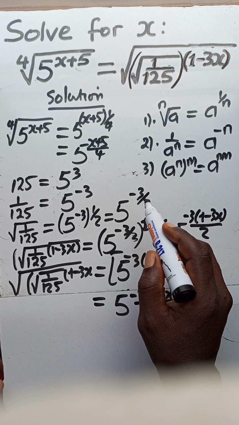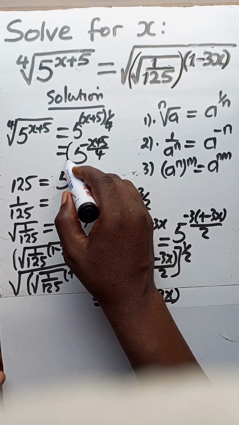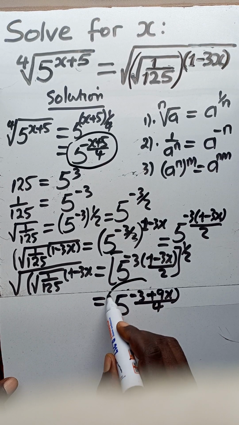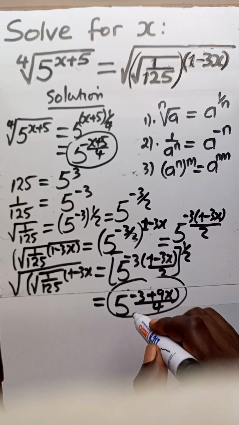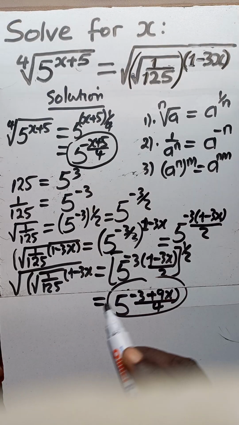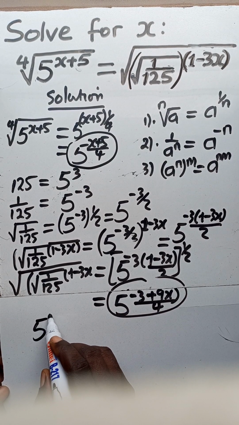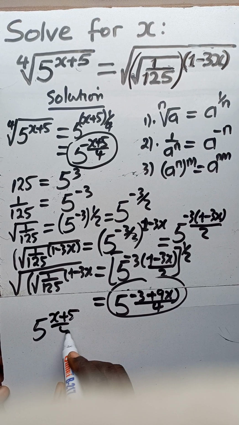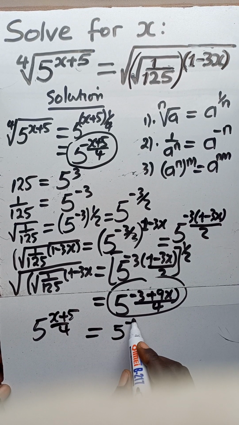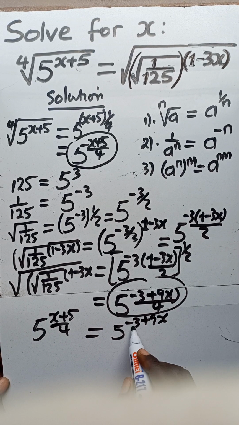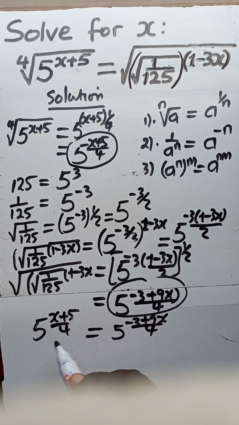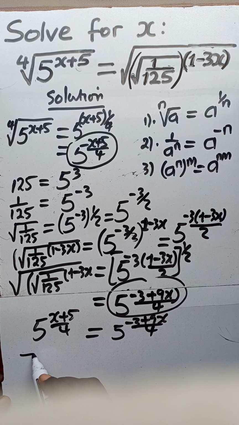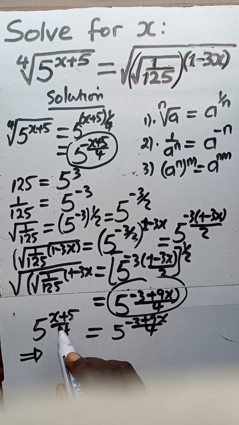Solving this equation now, let's write this in its index form. We are equating this to this. So we now have 5 to the x plus 5 all over 4 is equal to 5 to the negative 3 plus 9x all over 4. We have this index expression equal to this index expression. The bases are equal. Therefore, we can also equate the powers. For perfect equality, bases must be equal and powers must be equal.